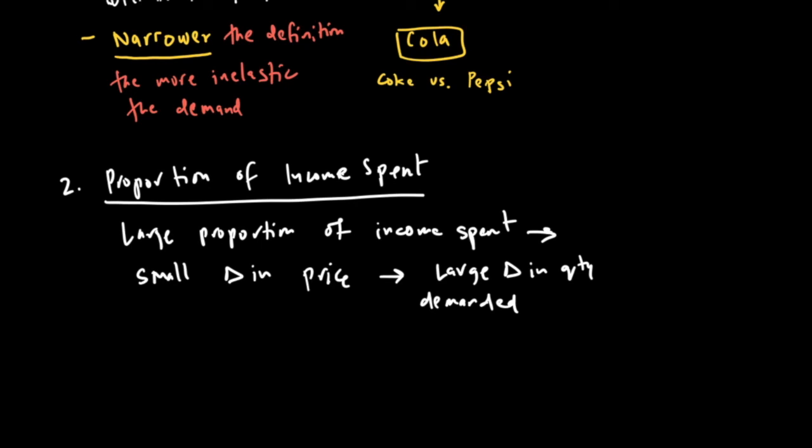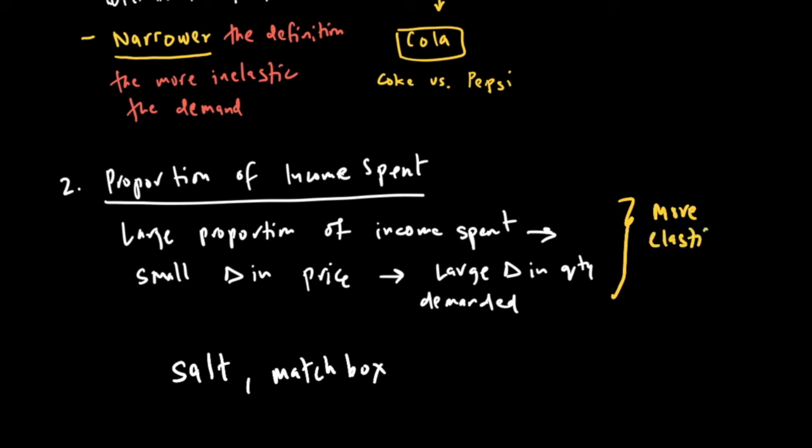If, for example, on the other hand, the good takes up a very small proportion of our income, like for example salt, or a matchbox, then even if the price goes up significantly, the demand will remain inelastic. It will not be too responsive to a change in price. So the larger the percentage of income spent on a good, the larger will be our response. Therefore, you would see more elastic demand. A good example would be luxury goods in this case.